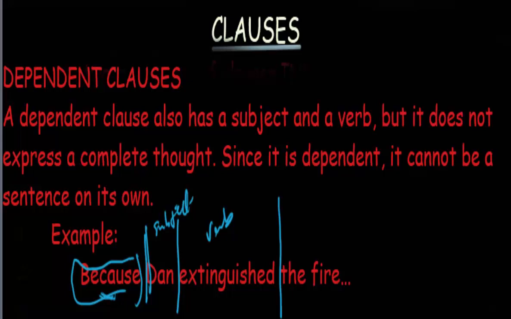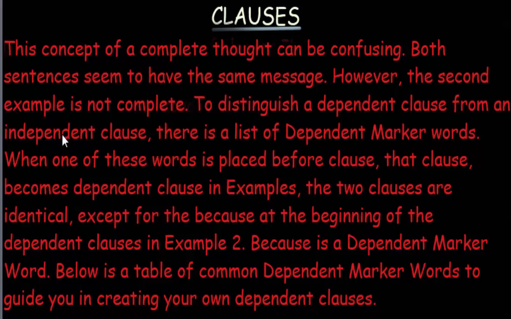Now, I'm going to explain further what that means, how you can definitely identify a dependent clause. It comes in a unique way. It will always have a marker right at the front of it that will tell you that this cannot stand alone. Because I am here, I cannot stand alone. So you have those dependent markers. The concept of a complete thought can be confusing. Both sentences seem to have the same message. However, the second example is not complete.